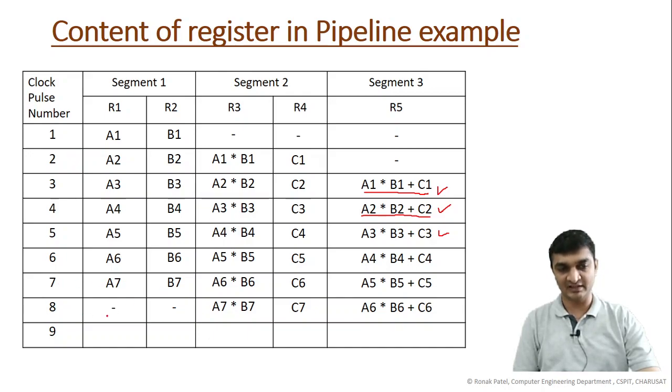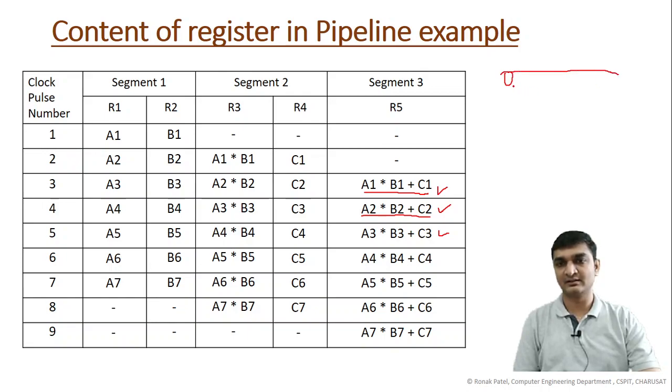So in the 8th clock pulse there is no operation in segment 1. Same way at the 9th clock pulse, there will be an operation in segment 3, a7 into b7 plus c7, and there will be no operation in segment 2 and segment 1. So you see there is a pipeline in this, each and every operation goes through the pipeline.